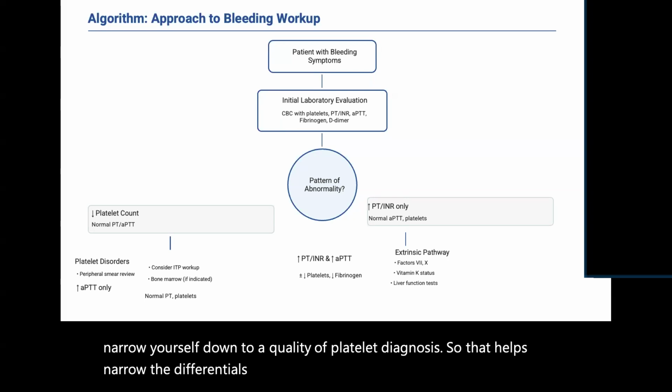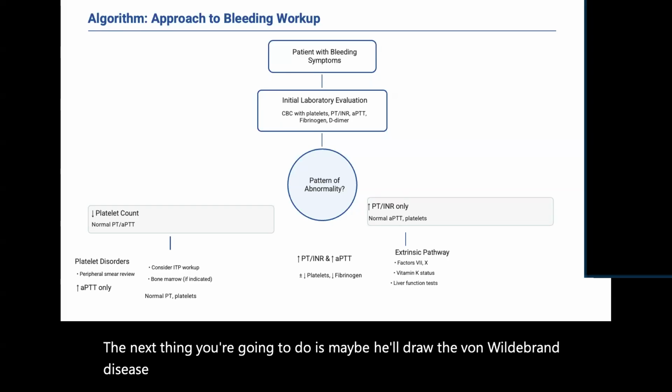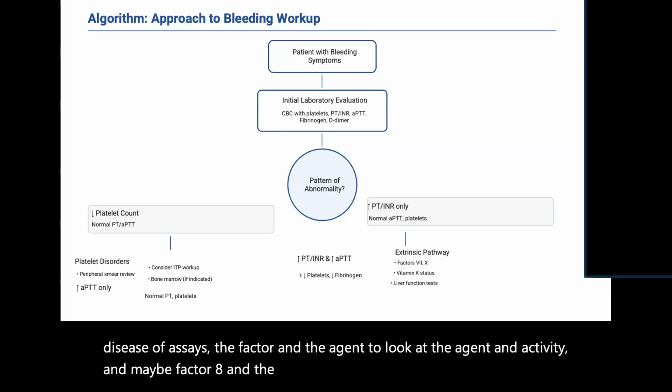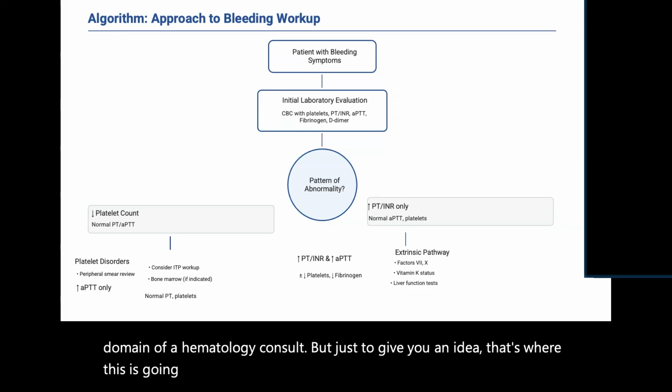So once you see a pattern, then what's next? Well, the next thing you're going to do is maybe you'll draw the von Willebrand disease assays, the factor and the antigen, to look at the antigen and activity, and maybe factor 8 and the like. But that gets to be downhill and in the domain of a hematology consult. But just to give you an idea, that's where this is going once you've done your baseline tests.